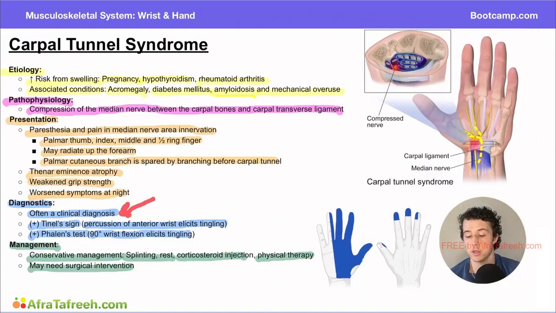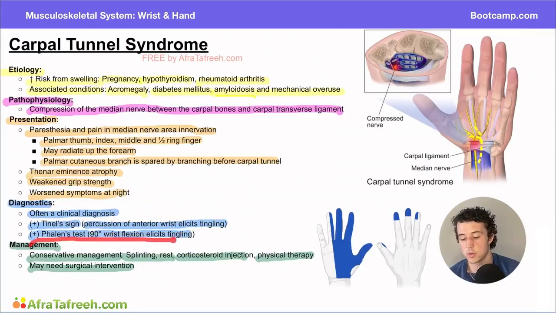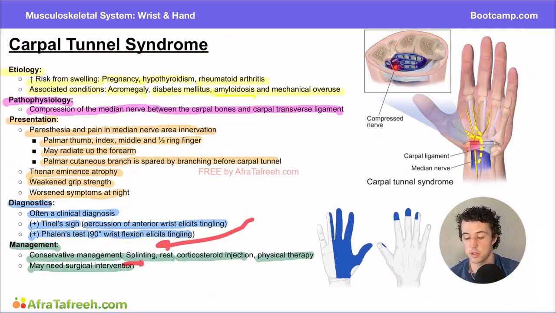Although it is often a clinical diagnosis, we can use Tinel's sign, in which we're going to percuss the wrist, or we can use Phalen's test, in which we use 90-degree wrist flexion. And we will start treatment of this in a conservative fashion with rest and splinting, maybe corticosteroid injections for pain, and physical therapy. But of course, the need for surgery may arise. And a practice question might sound something like this.